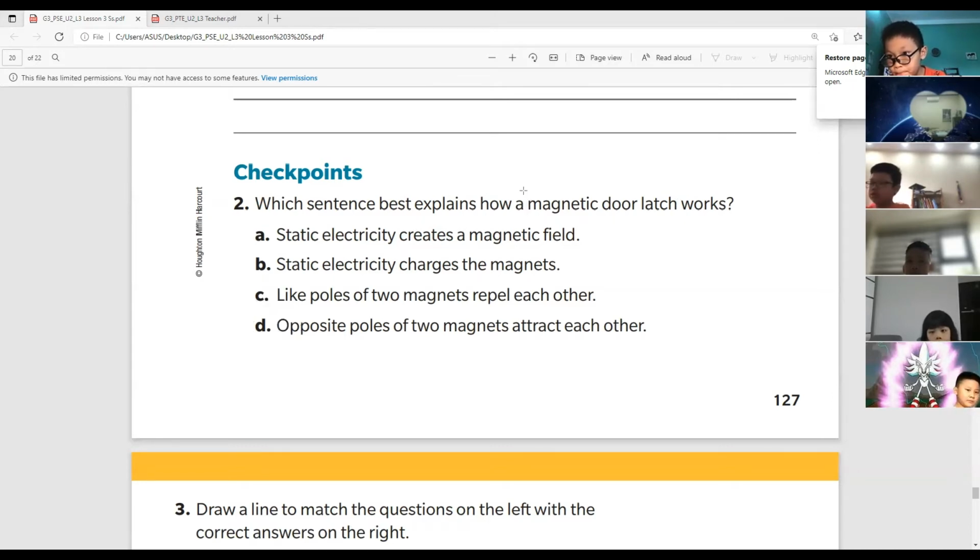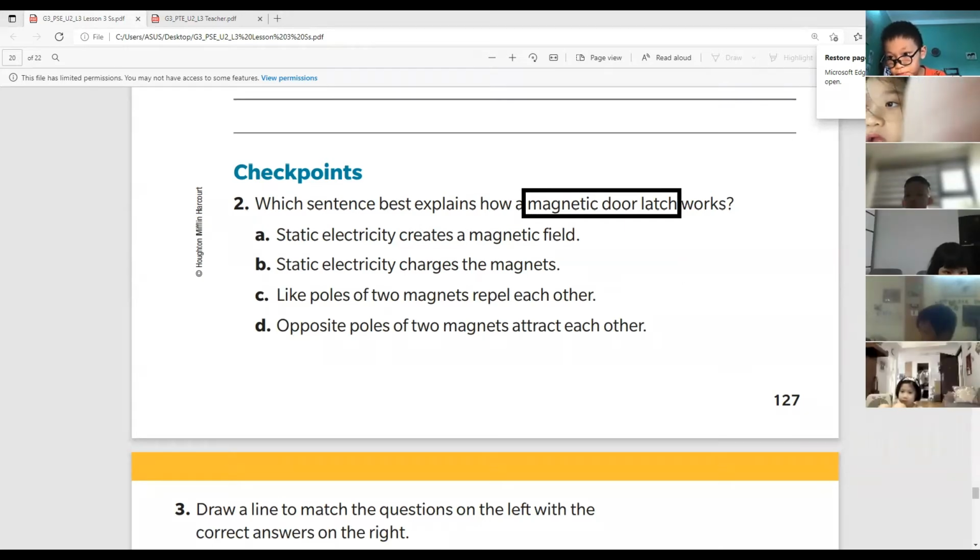But yeah, I figured a lot of you guys would not know what a magnetic door latch is. Let's Google it together. If you guys don't know what something is, you can always Google it. So I'm going to open up Google and type in magnetic door latch. And then I'm going to type in images.